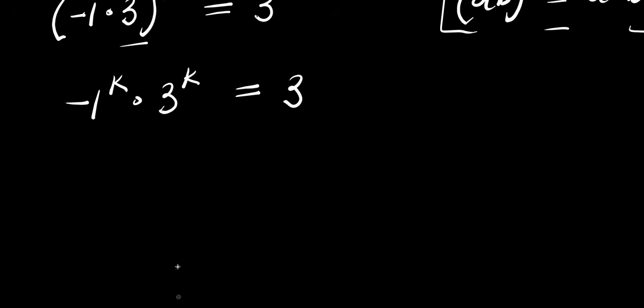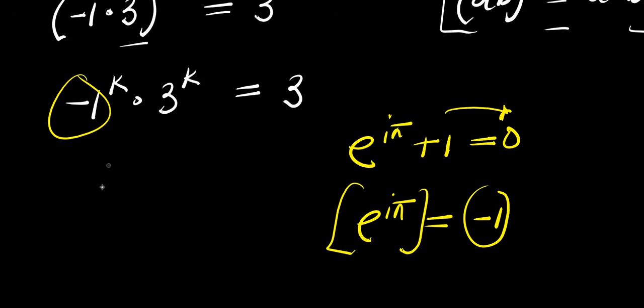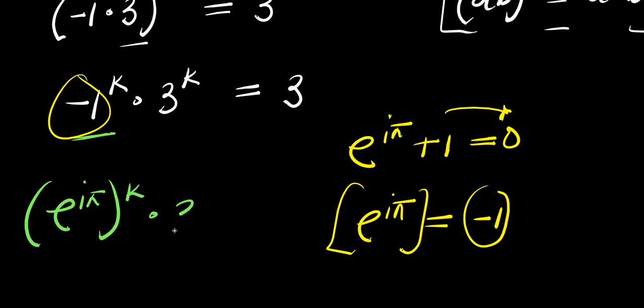Now at this point, we can consider this identity. We have e^(i pi) plus 1 equals 0. We move this 1 over here. We have e^(i pi) equals -1. That means -1 is the same thing as e^(i pi). We are going to replace it right here. So in this place, we are going to have (e^(i pi))^k times 3^k, and this equals 3.